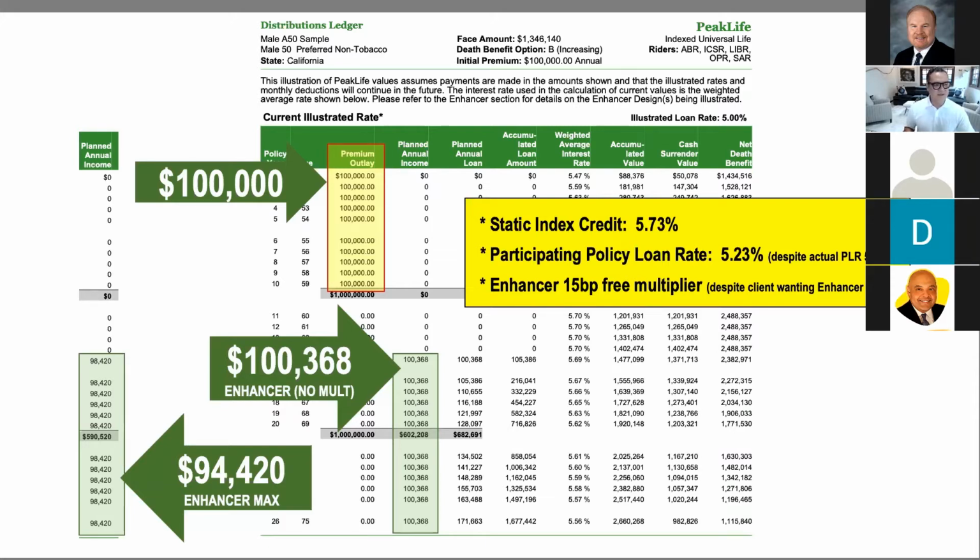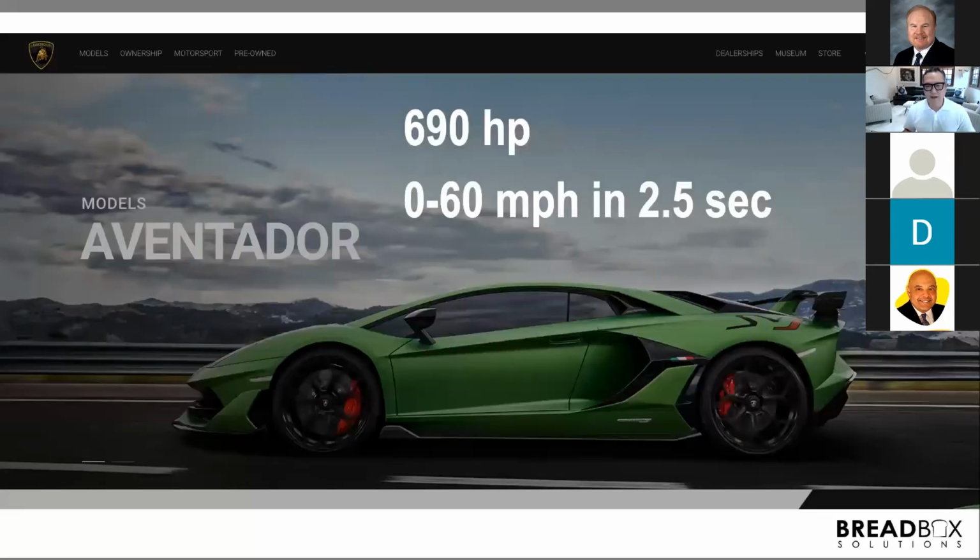Well, the reason is because they are dinging you with the multiplier charge, but giving you no benefit whatsoever. And that is based on the current AG 49A guidelines. I often say that AG 49A is kind of like if you were selling a $500,000 Lamborghini Aventador that did 0 to 60 in 2.5 seconds, that had 690 horsepower.